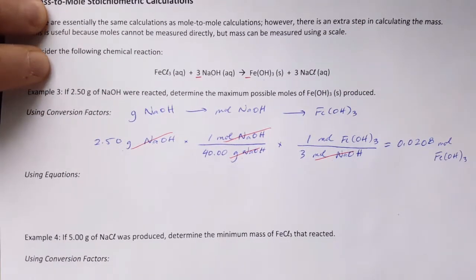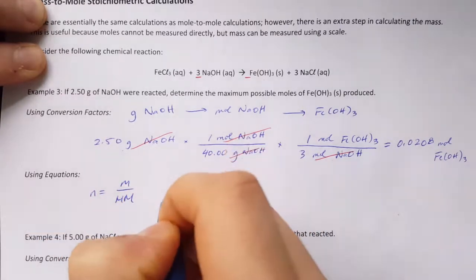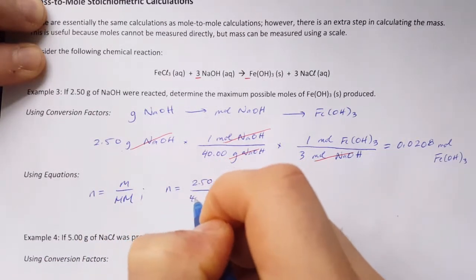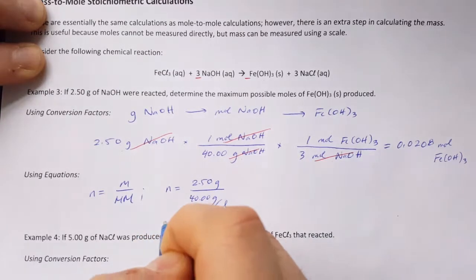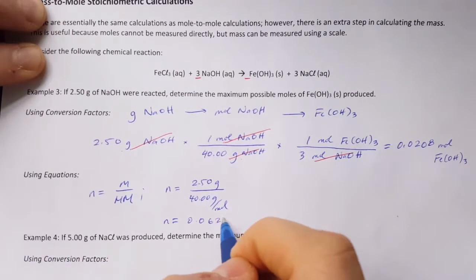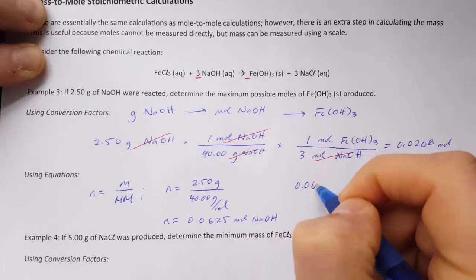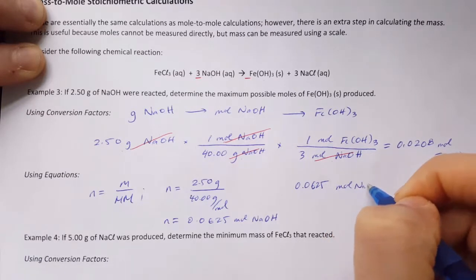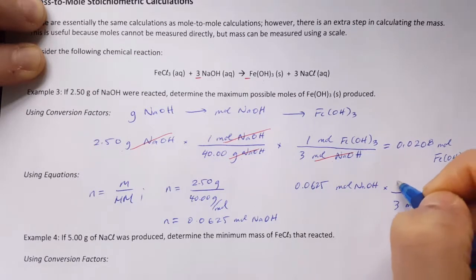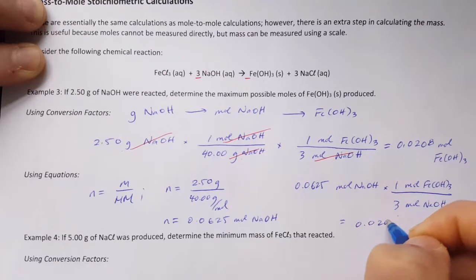Using equations, you can just say that, well, I need to get moles, so that's going to be mass over molar mass. So therefore, moles is equal to 2.50 grams over 40.00 grams per mole for sodium hydroxide. And so my moles of sodium hydroxide is 0.0625 moles of sodium hydroxide. Then I take 0.0625 moles of sodium hydroxide, and I use my stoichiometric ratio, same thing, 3 moles of sodium hydroxide for every 1 mole of iron 3 hydroxide, and I'll end up with the same answer.